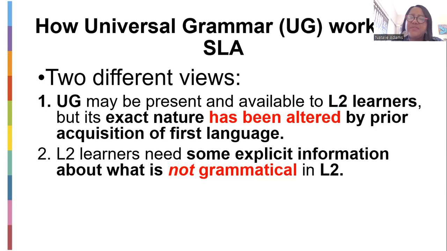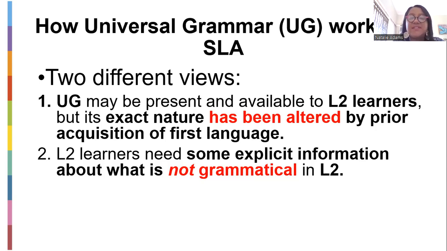What innatism is saying is that when it comes to your second language acquisition, the universal grammar may be present and available to the second language learners, but its exact nature has been altered by prior acquisition of the first language. So there's a slight difference between acquisition of a first language and acquisition of a second language, and this is where we have to take that into consideration.